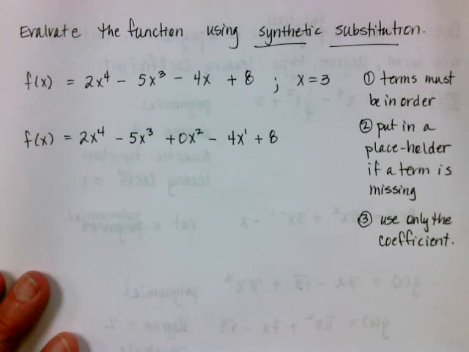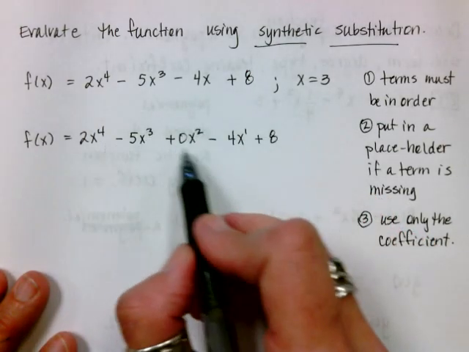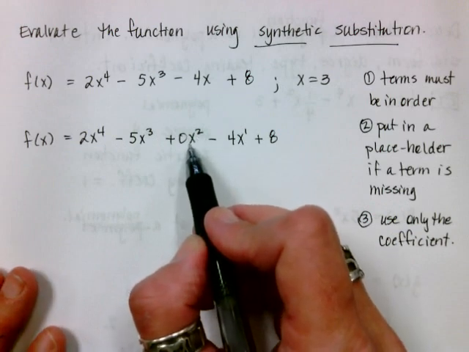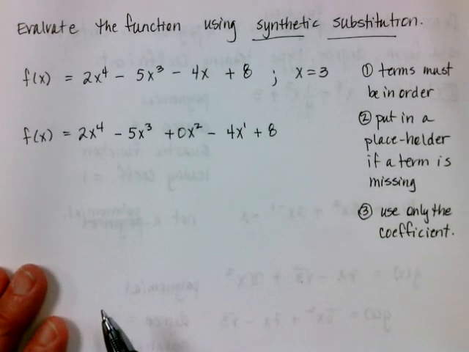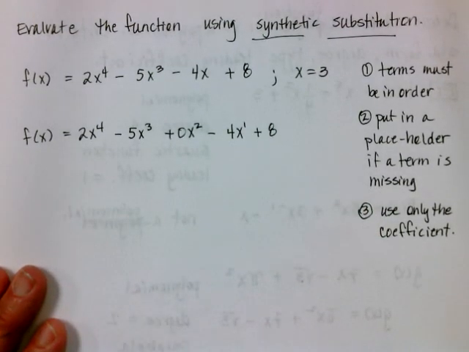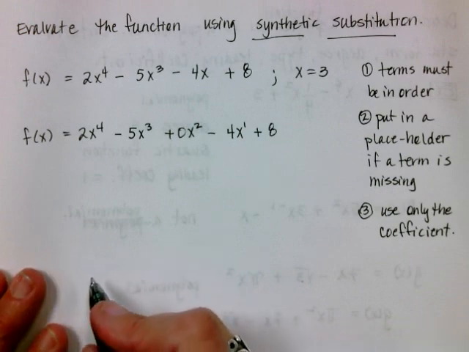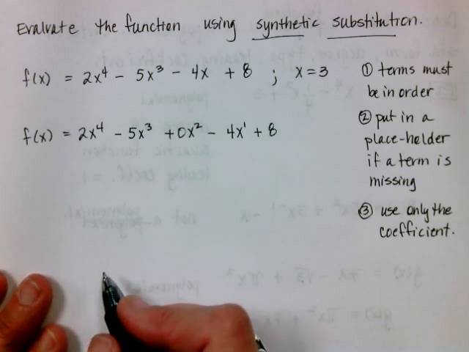All right. If I go in order and I'm missing one of the degrees, I have to put in a placeholder, and I'm always going to put in a 0. So now I'm going to do the process called synthetic substitution, and I'm actually going to do a couple of examples for you, so don't worry if it seems a little confusing on the first one. I think by the time I do my examples, you'll be good.